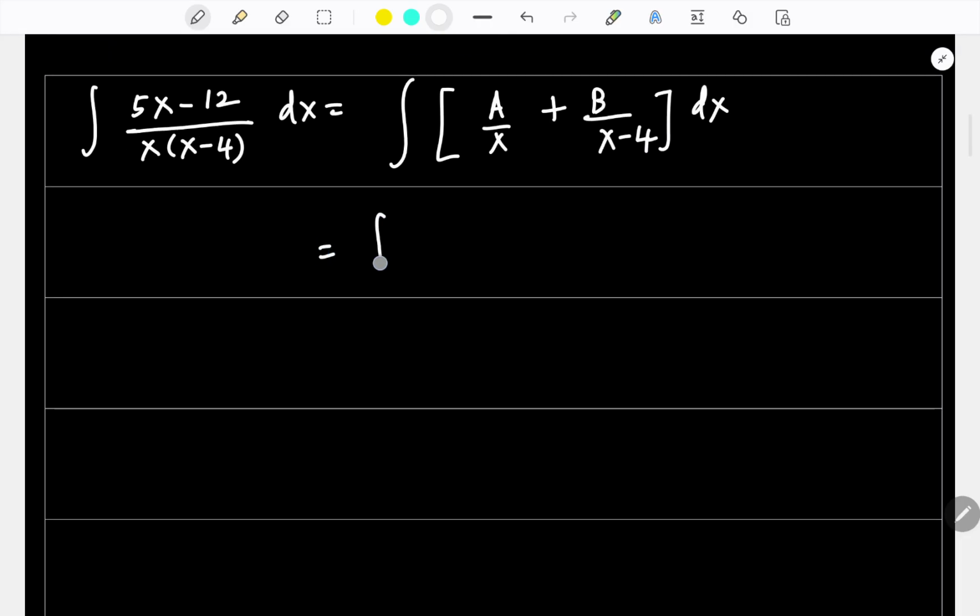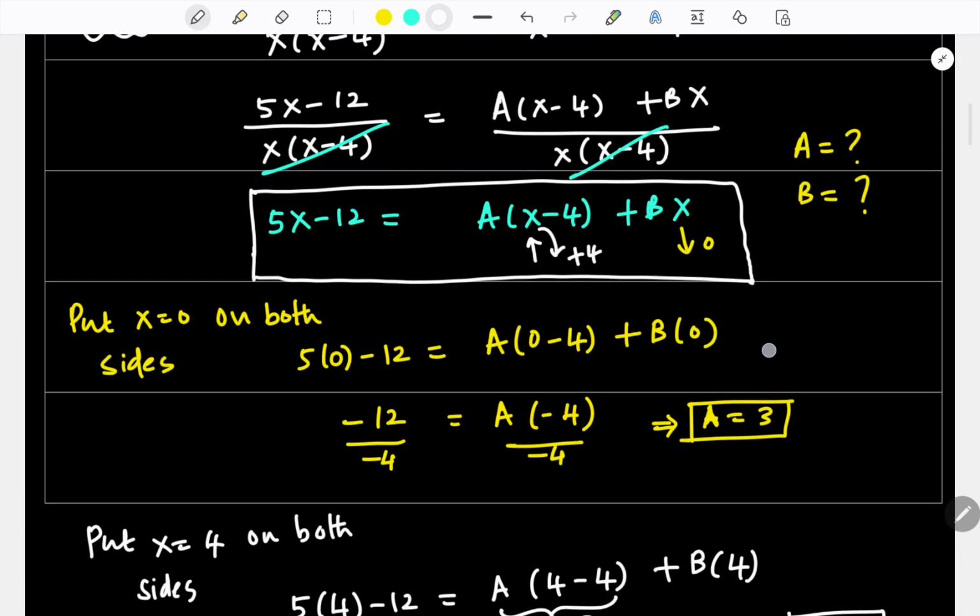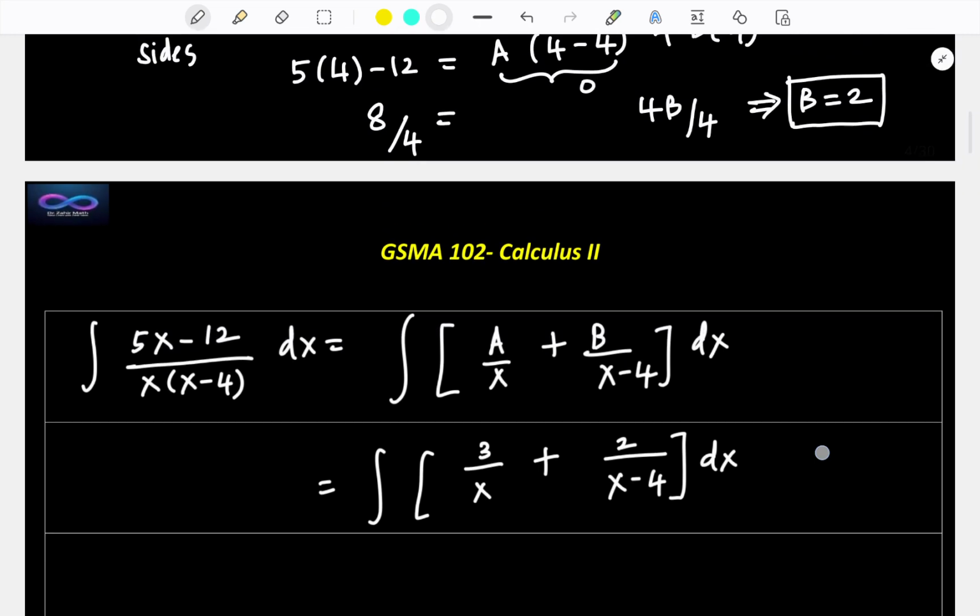So what is your value of A? Your value of A is 3 divided by x. And what's the value of B? It is 2 divided by x minus 4 times dx. Am I right? A is 3. Okay. And B is, it's over here, 2.